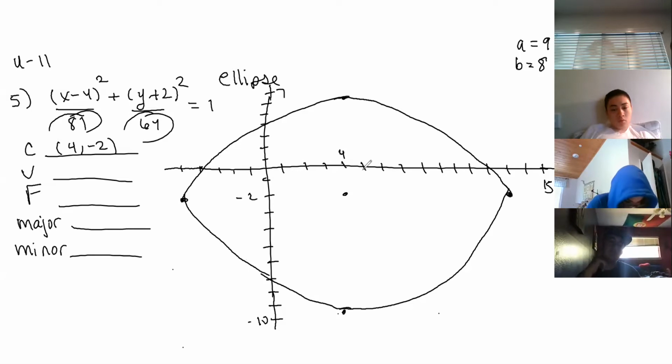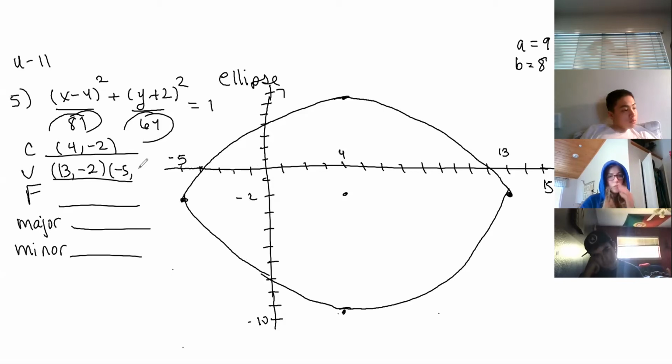1, 2, 3, 4, 5, 6, 7, 8, 9, 10, 11, 12, 13. So that's 13, -2. 1, 2, 3, 4, -5, -2. Make sense?